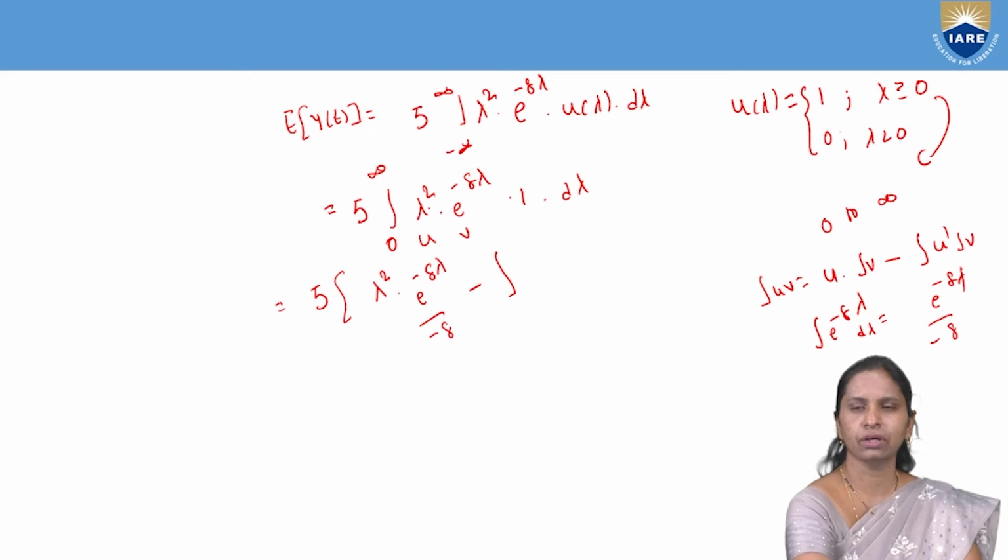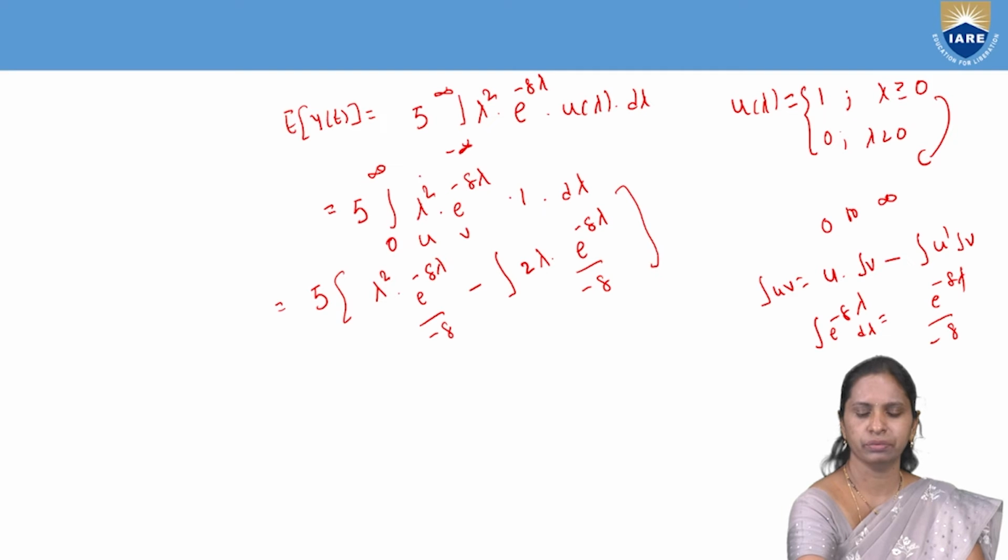So what is the differentiation of u? The differentiation of lambda square with respect to lambda is 2 lambda. So 2 lambda into the integration of v, which is e power minus 8 lambda by minus 8. And what are the limits here? 0 to infinity.